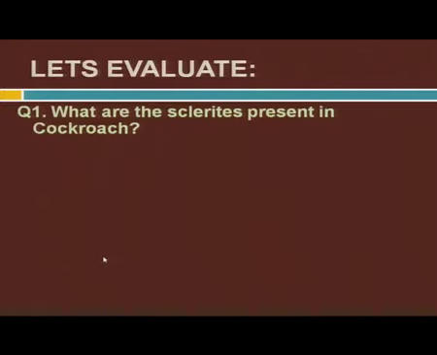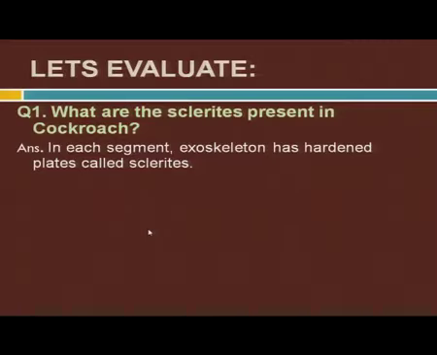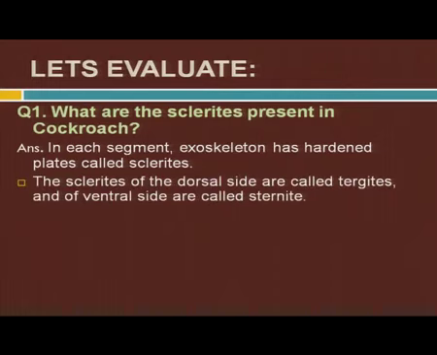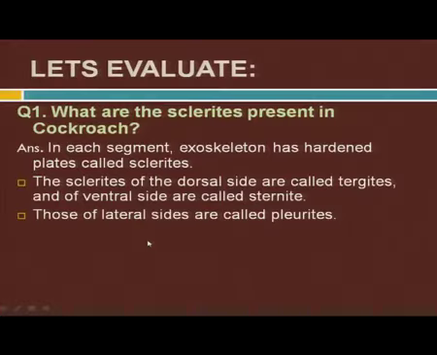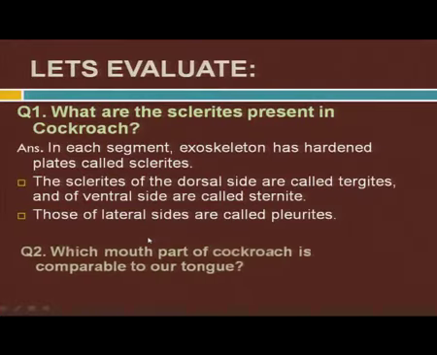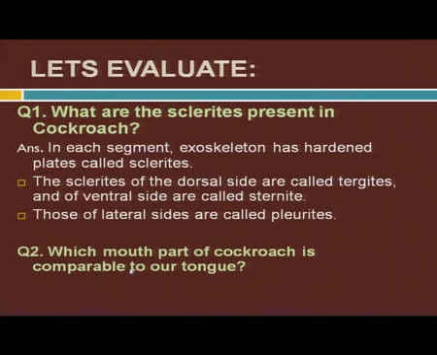Now, let us evaluate, let us try to answer these questions. What are the sclerites present in cockroach? As we have discussed, the exoskeleton has hardened plates and these hardened plates are called sclerites present on each segment. Dorsally they are known as tergites, ventrally they are known as sternites and laterally they are known as pleurites. Next question, which mouth part of cockroach is comparable to a tongue? Yes, right, very good, it is the hypopharynx which looks like a tongue.